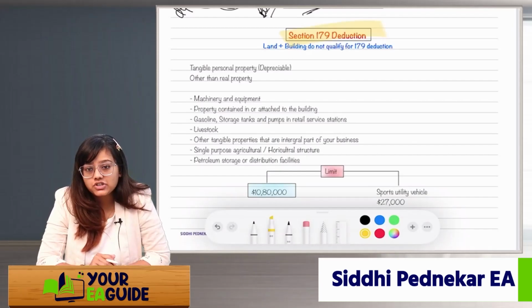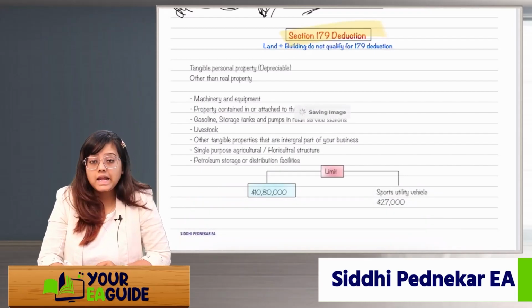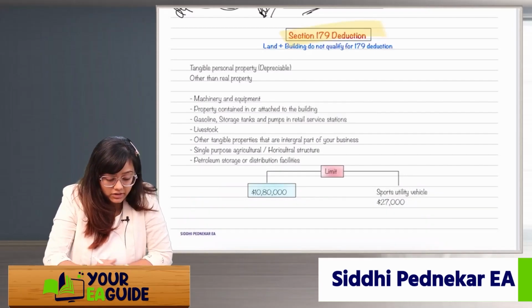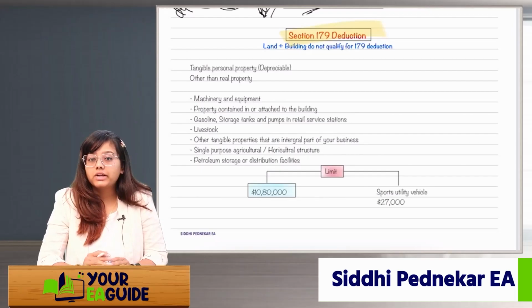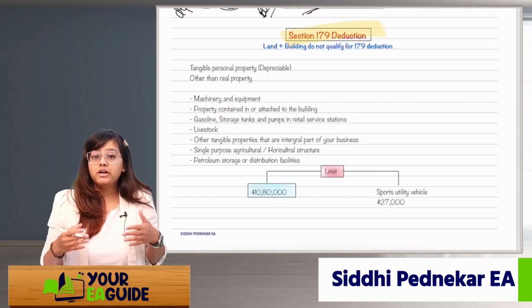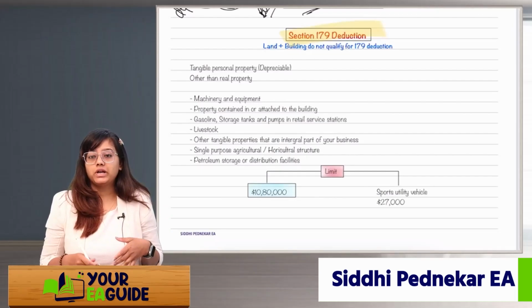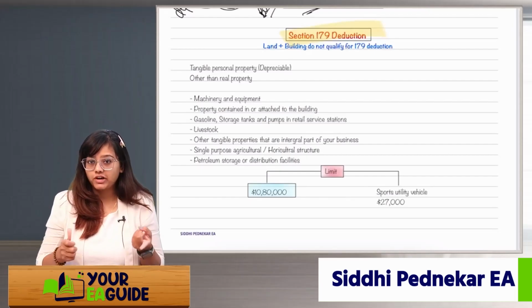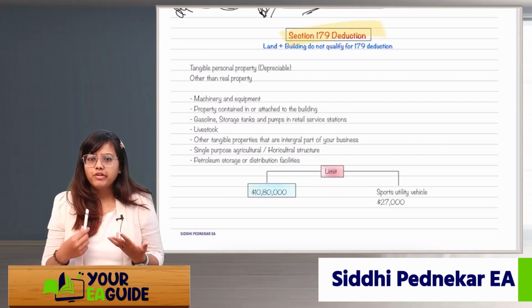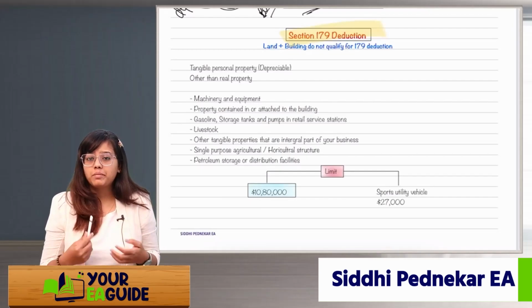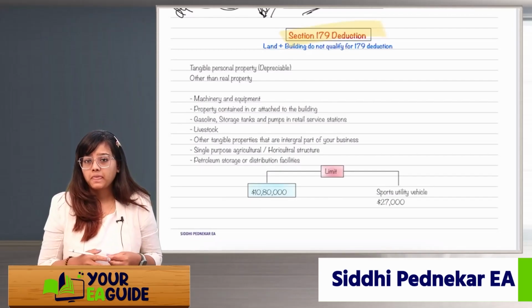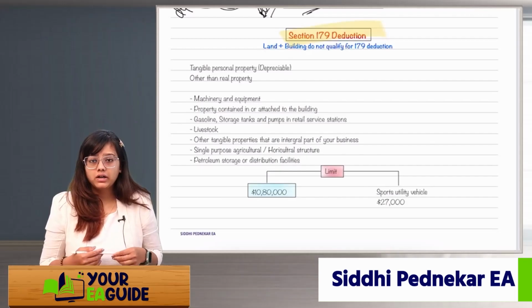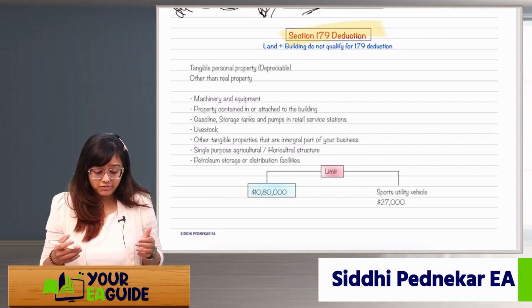Section 179 deduction can be taken on any asset which is not real property, that is, apart from land and building. It means you can take a 179 deduction on furniture, equipment, vehicles, right? All those properties will qualify for 179. But if it's land and building, you can't take 179. What is the 179 deduction?